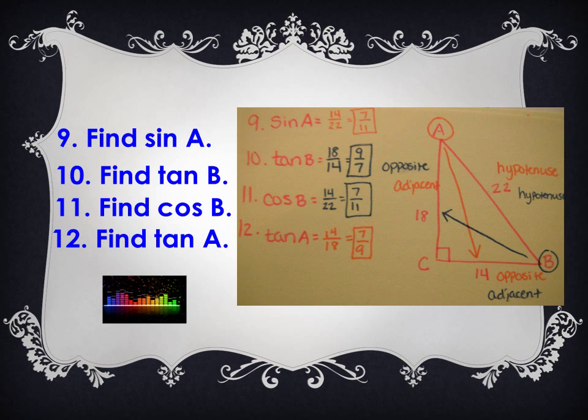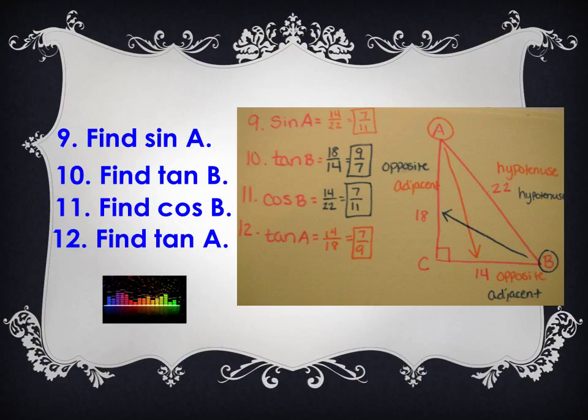In problems 9 through 12, you are to find the trigonometric ratios for angles A and B. Side AB will be the hypotenuse, no matter what problem you are doing. In sine A, you are to find opposite over hypotenuse. I labeled A orange, so the opposite of angle A is going to be side CB, which is 14. And the hypotenuse again will be side AB, which is 22. This reduces down to 7 over 11.